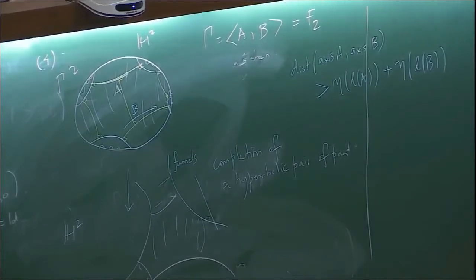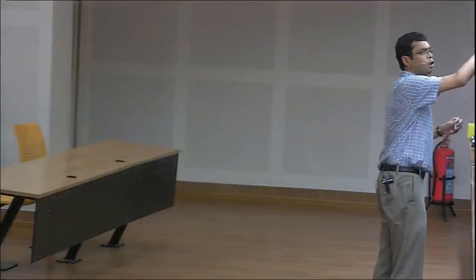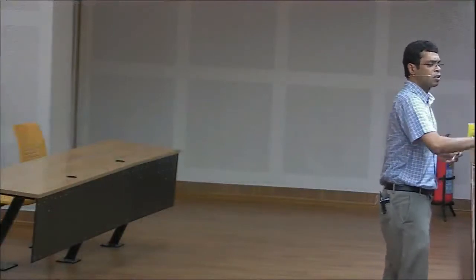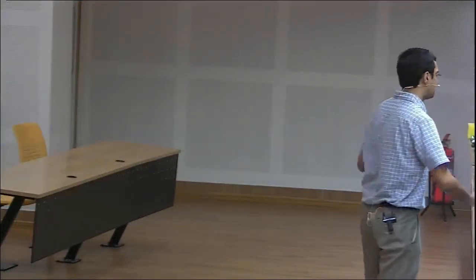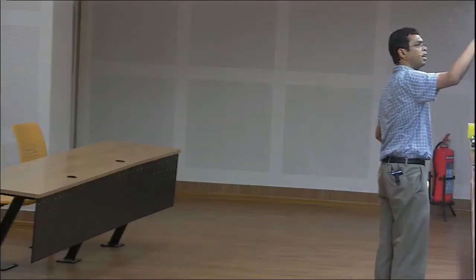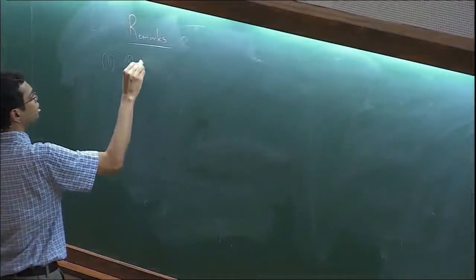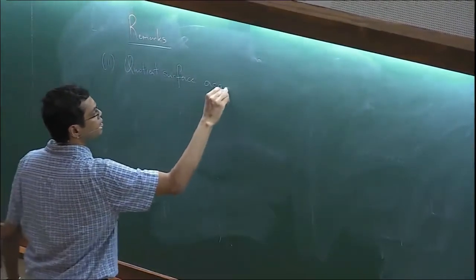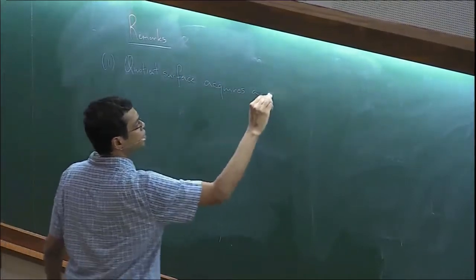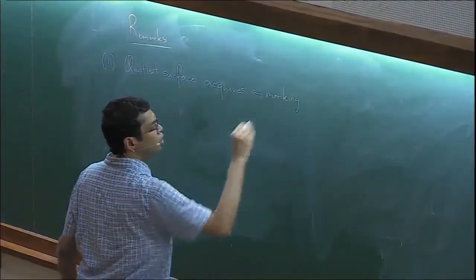All right. So let me make two remarks about this. First of all, you don't just get a hyperbolic surface, but you also get a marking in this process. So the first remark is that the quotient surface acquires a marking. How do you see it?